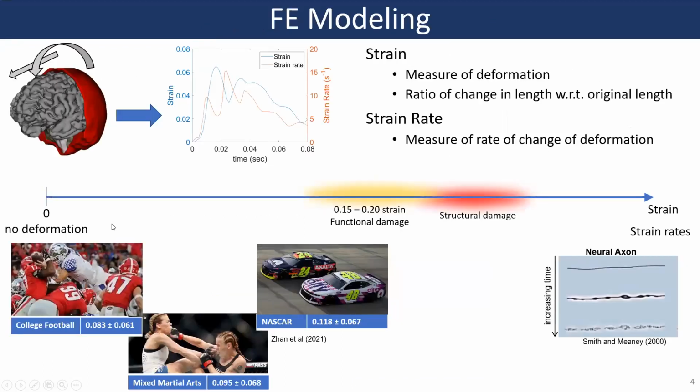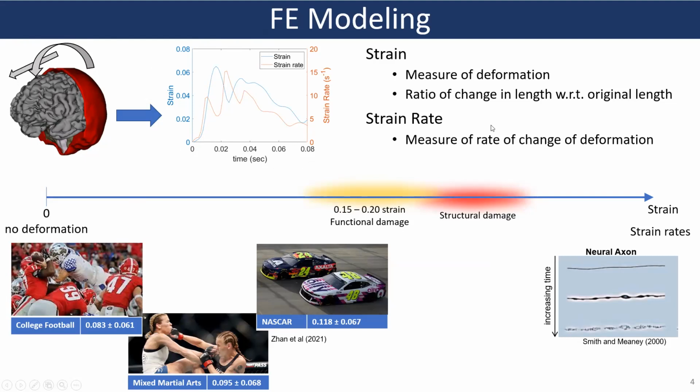So before I deep dive into this particular project, I want to first explain what we can do using finite element modeling. Once we have a subject-specific finite element model, we can apply boundary conditions and simulate this whole soccer header. And from there, we can obtain different measures. For example, in this plot, I'm showing how strain and strain rates are changing with time.